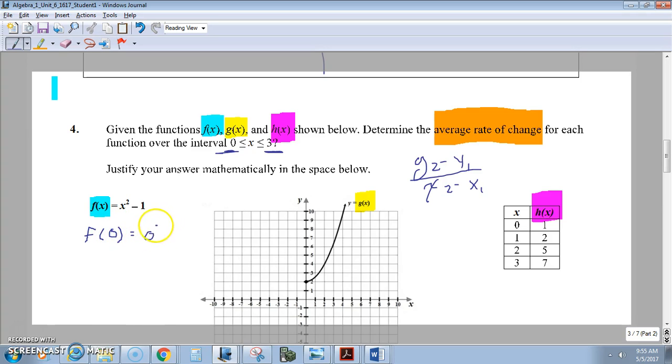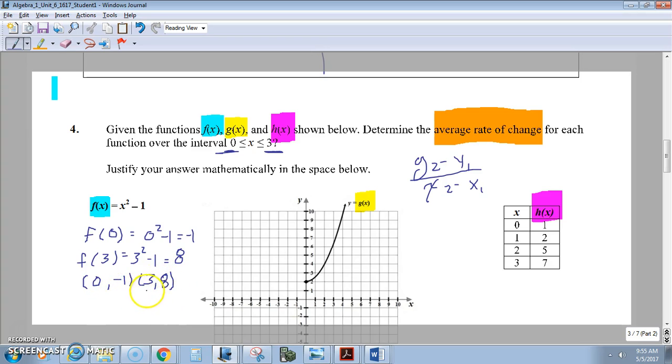Okay, and that means 0 squared minus 1, which is negative 1. And then what is my output when my input is 3? Those are my two x values. And that's 3 squared minus 1, which is 9 minus 1, which is 8. Okay, so my 2 points on here are (0, negative 1) and (3, 8).